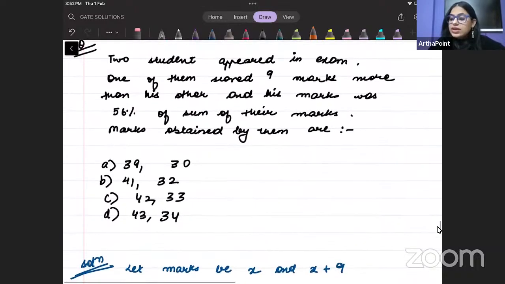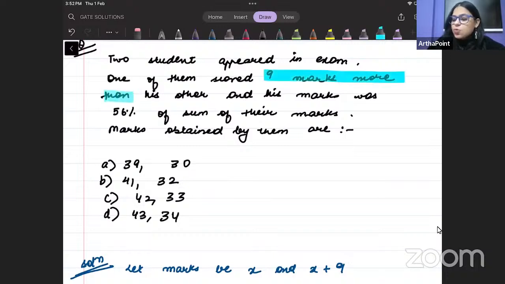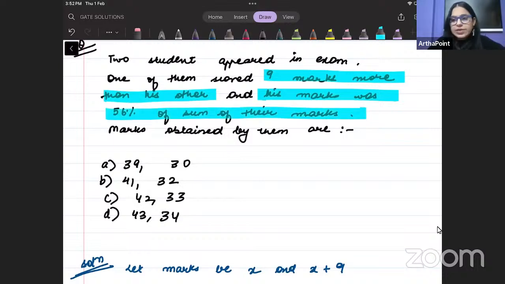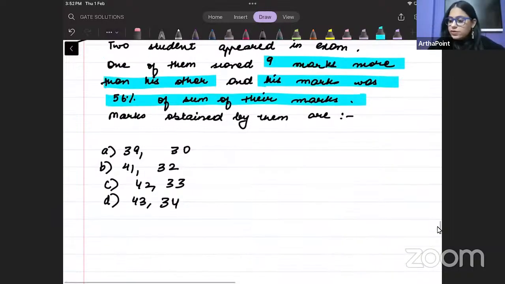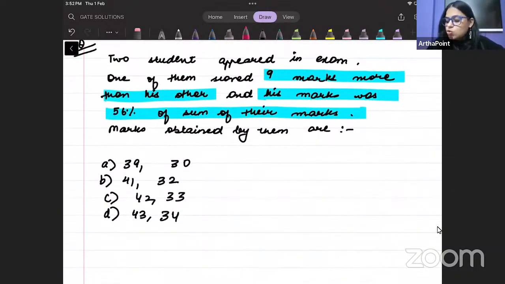Take the next question. It says 2 students appeared in an exam. One of them scored 9 marks more than the other and his mark was 56% of the sum of their marks. Look carefully, what is it saying? It is saying there are 2 students involved. So I can take the marks of the first student as X. What will be the marks of the second student? 9 more than the other, so 9 plus X.